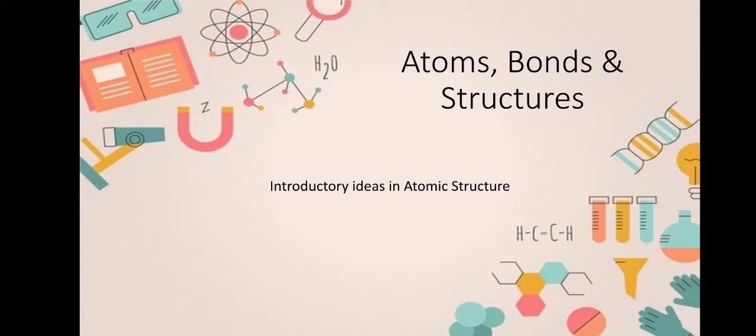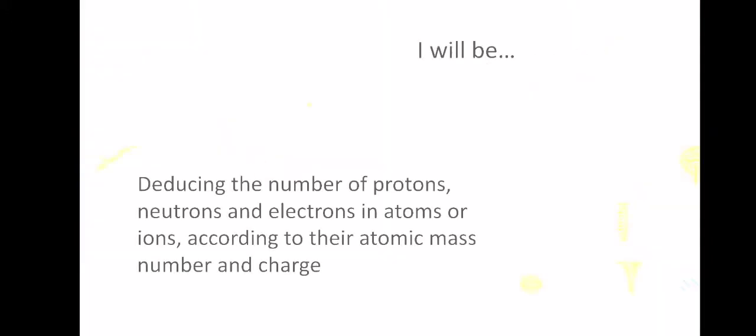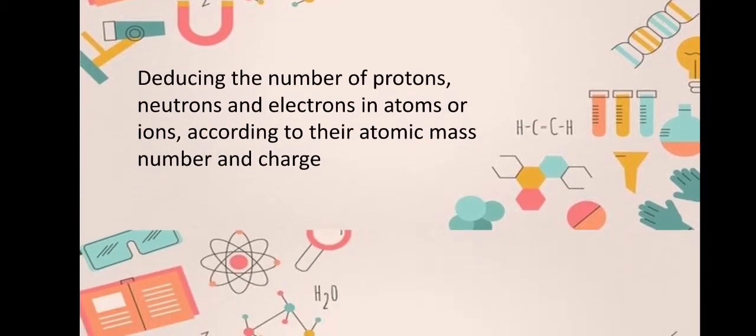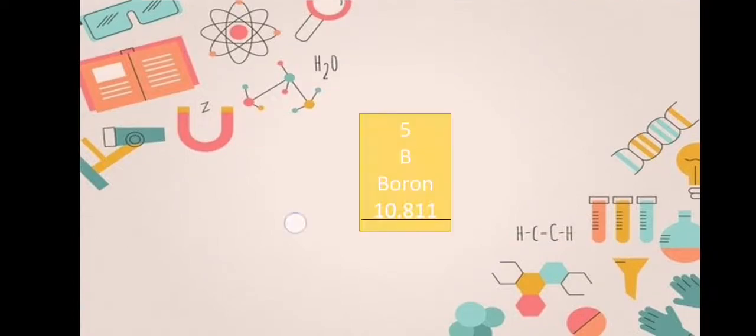Welcome to my presentation on atoms, bonds and structures. Today I will be deducing the number of protons, neutrons and electrons in atoms or ions according to their atomic number, mass number and charge. So first of all we take boron, a non-metal.